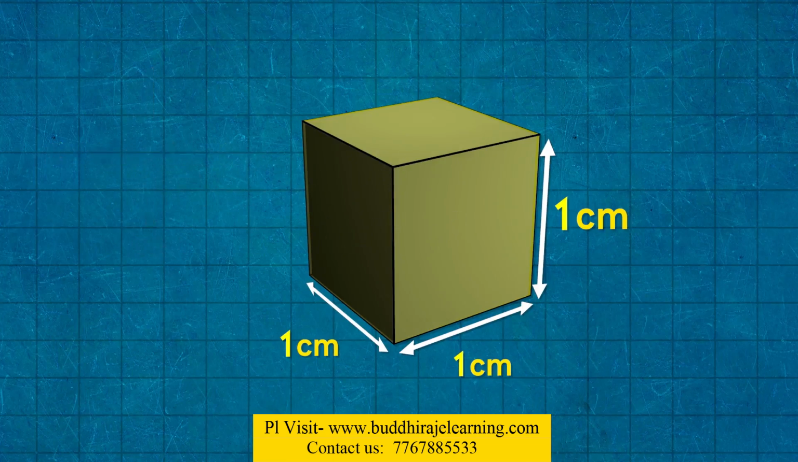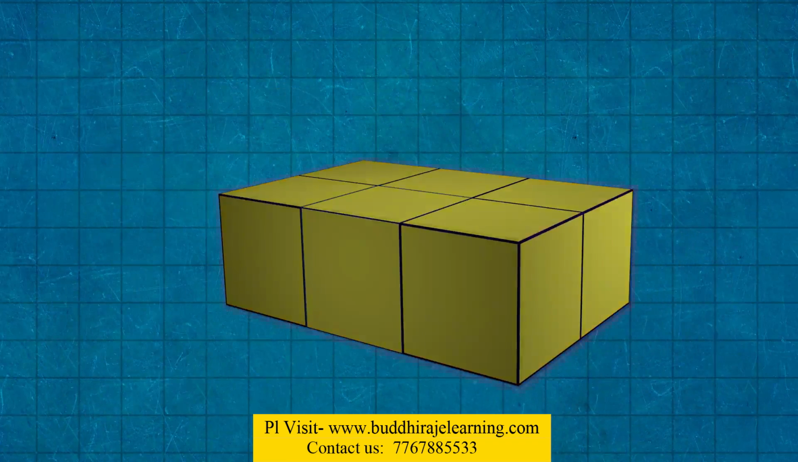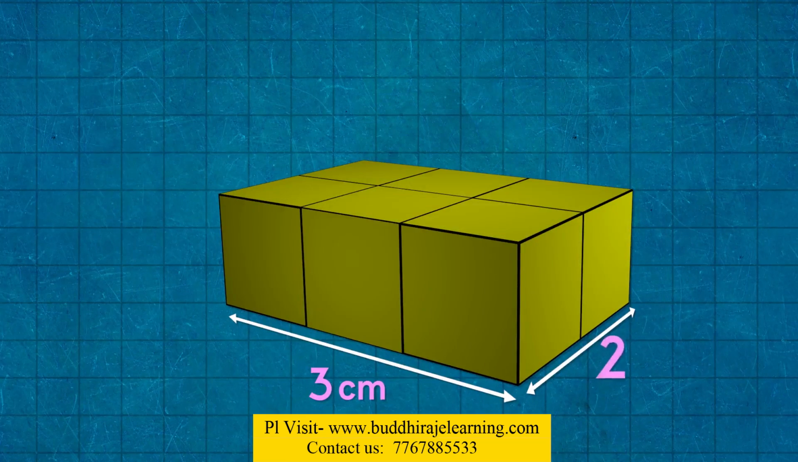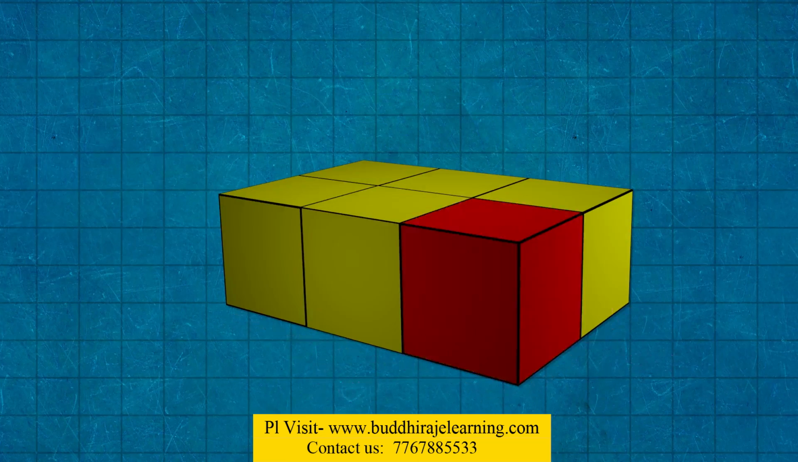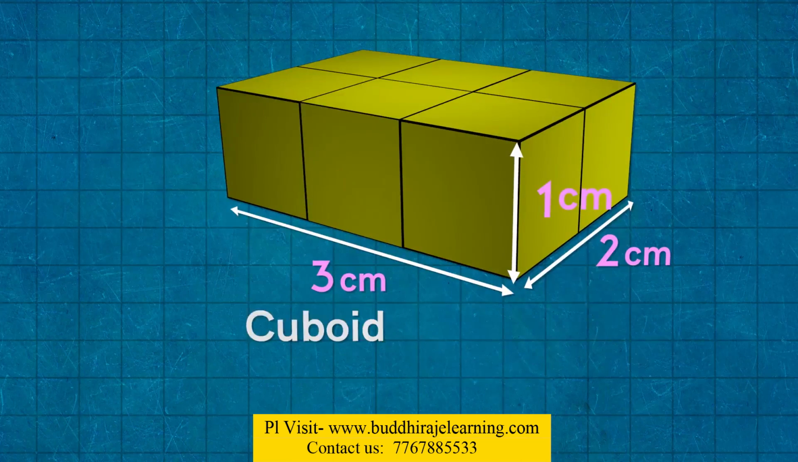Students, get some cubes with side 1 centimeter. Arrange 6 such cubes as shown in the figure. We will get a cuboid. This cuboid is of length 3 cm, breadth 2 cm and height 1 cm. The cuboid is formed by 6 cubes with side 1 cm. Note that the volume of the cuboid is 3 into 2 into 1, which is equal to 6 cubic centimeters.